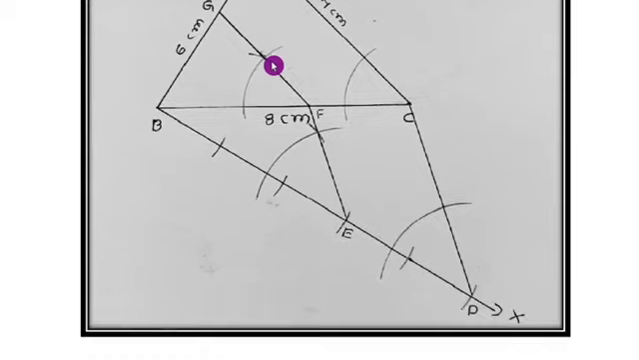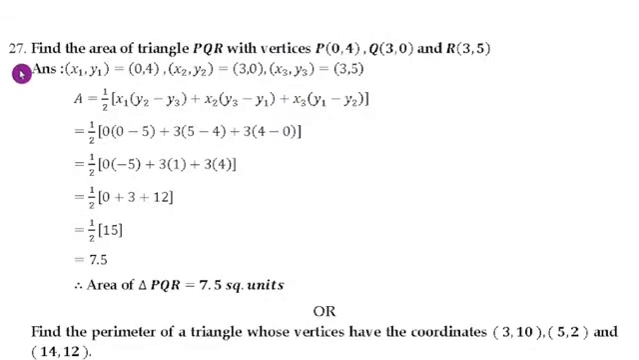So if you want to score marks, you have to learn the construction, especially those who are below average students. You have to concentrate on construction theorems. Okay. The next question is, find the area of triangle PQR with vertices P of 0, 4, Q of 3, 0 and R of 3, 5. So write x1, y1, x2, y2, x3, y3. So you know the formula to find the area of triangle, that is A is equal to half into x1 into y2 minus y3 plus x2 into y3 minus y1 plus x3 into y1 minus y2.